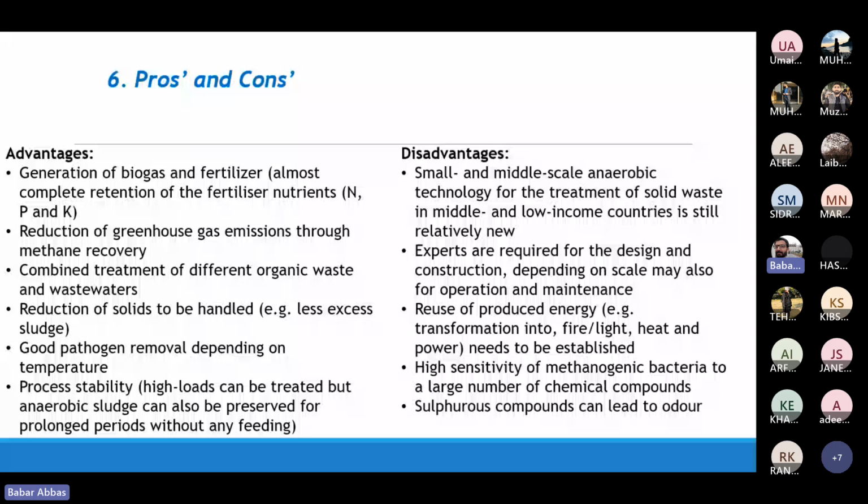रीयूज ऑफ प्रोड्यूस्ड एनर्जी, ट्रांसफॉर्मेशन इनटू द डिफरेंट यूजफुल पर्पसेस, हाई सेंसिटिविटी ऑफ मिथेनोजेनिक बैक्टीरिया टू अ लार्ज नंबर ऑफ केमिकल कंपाउंड्स, सल्फरस कंपाउंड्स कैन लीड टू ओडोर। H2S की वजह से ओडोर आ सकती है, उसको कैप्चर करने का मैकेनिज्म बनाएं। Aerobic digestion of green waste, again all these things have been discussed.